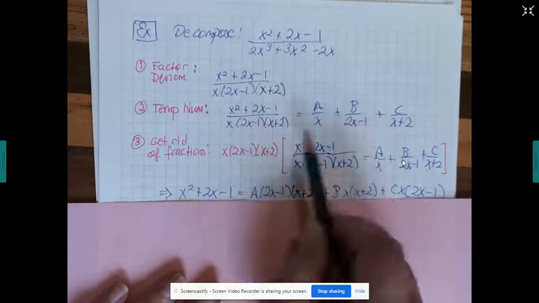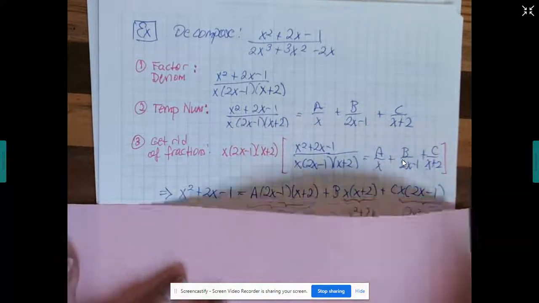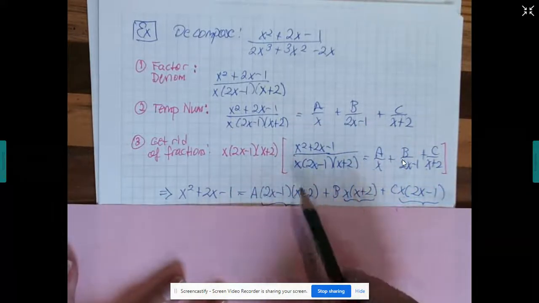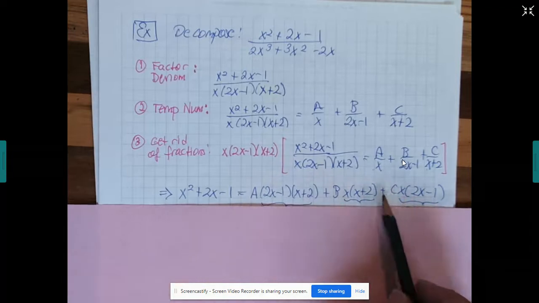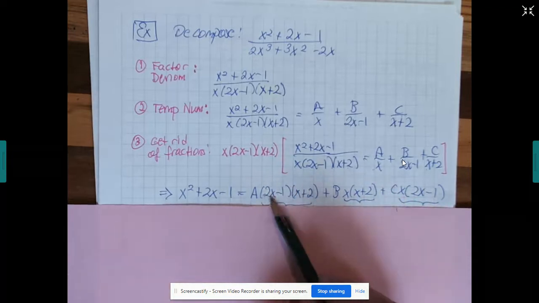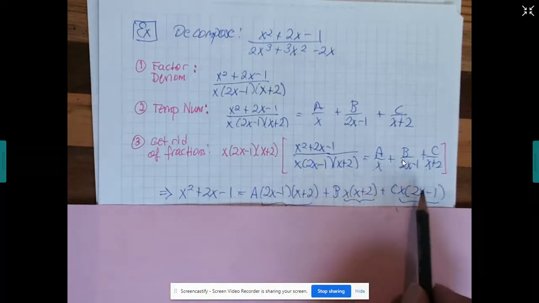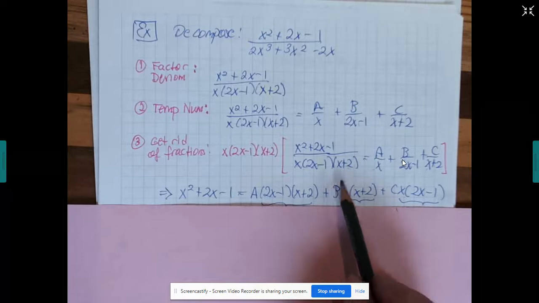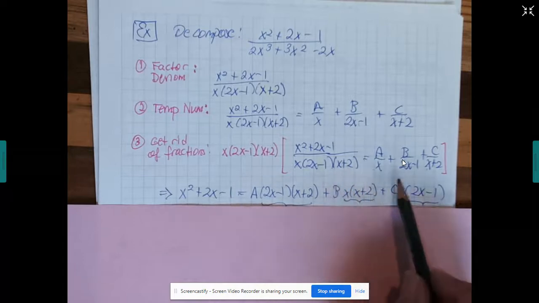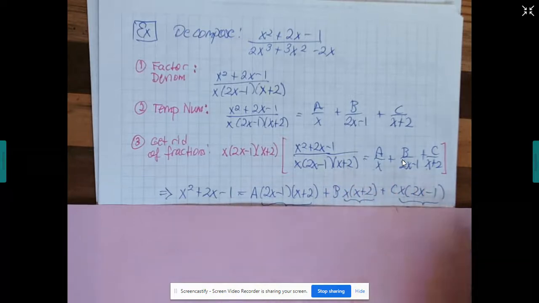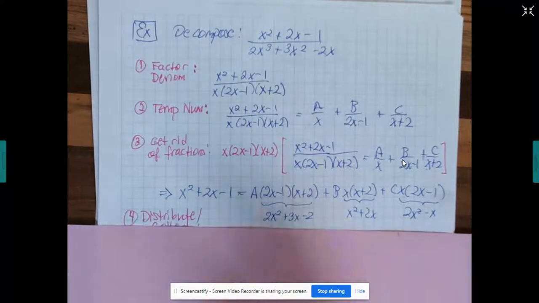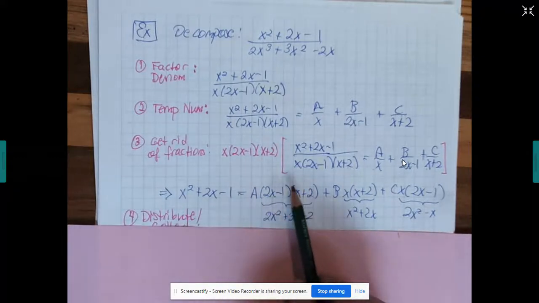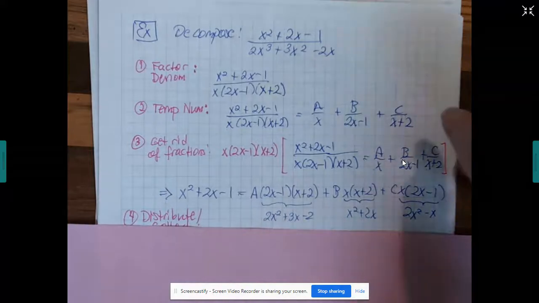You're distributing that to each one of these terms. Now, after you've done that, you're going to have to do some algebra here, which is multiply all of these together. First, I would FOIL this out and then distribute the a. Here you can distribute bx times x and bx times 2, cx times 2x, and cx times -1. So here, this whole thing, I FOILed it, first, outer, inner, last, came up with this.